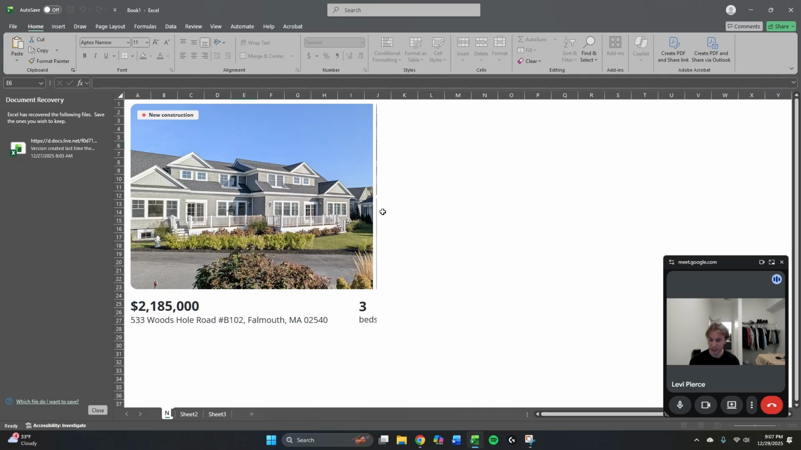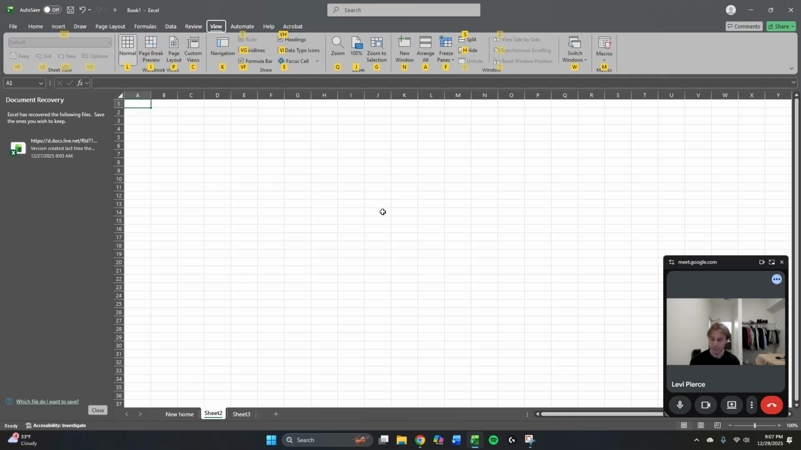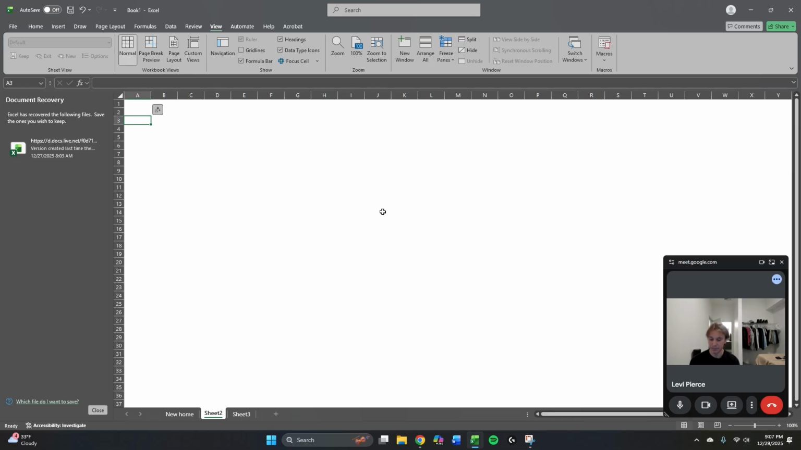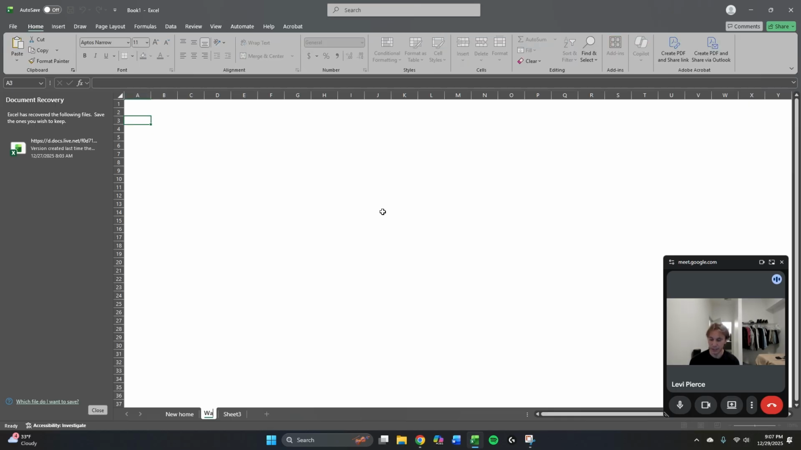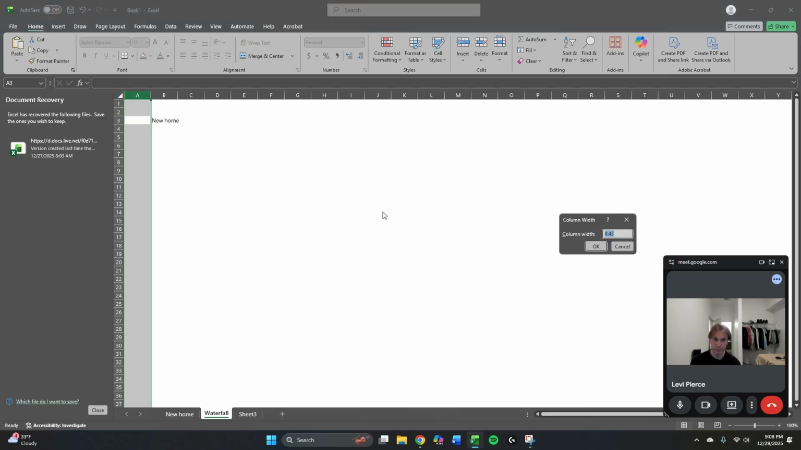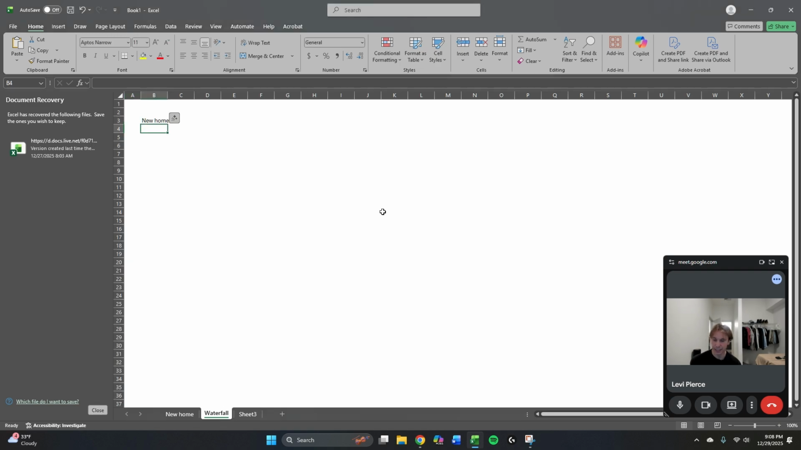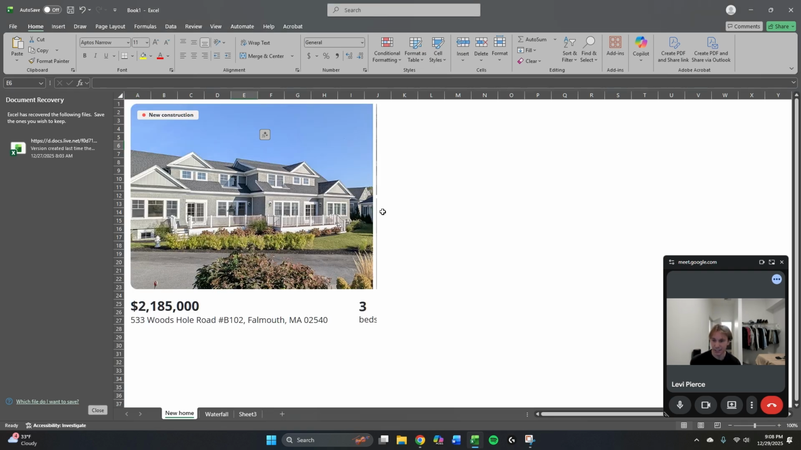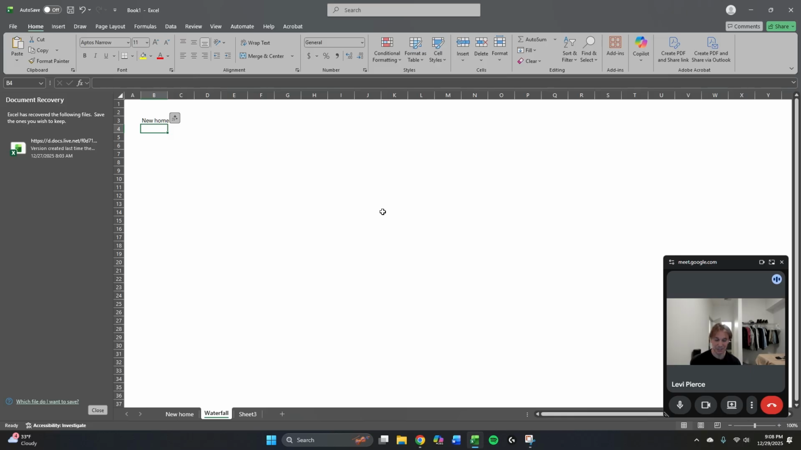Let's open up Excel. And this is your new home. Let's name this sheet New Home. And then let's go down and call this the Waterfall. So you want a new home, and how much is it going to cost? It's going to cost you $2,185 million. So cost is $2,185.